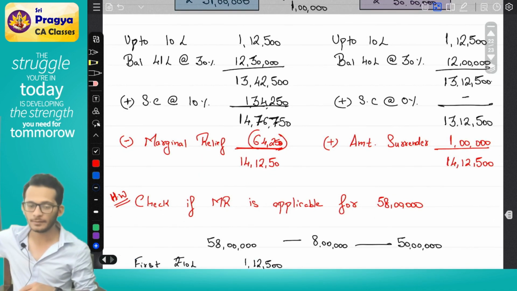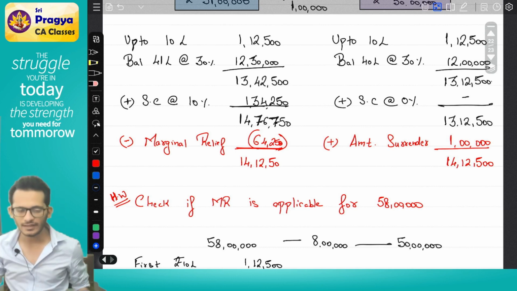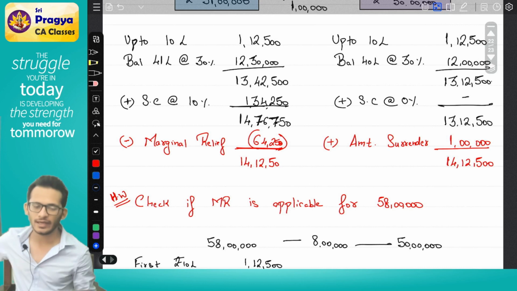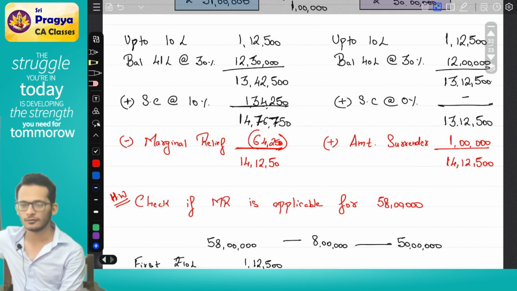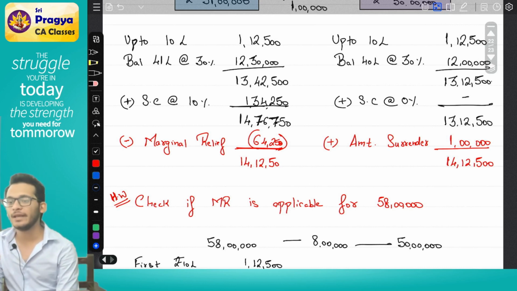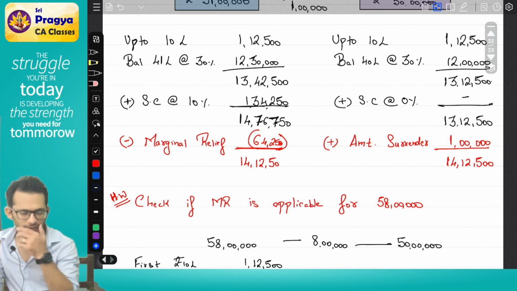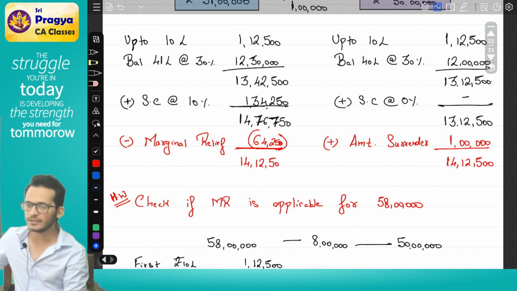We have not completed the previous question. If you notice in the previous question, we still have to add cess. And if you end up adding cess, what will happen? Technically, you will end up paying cess on that 1 lakh also, which means you may end up paying more than the income. If you have earned 1 lakh of income, they're asking you cess also on that.